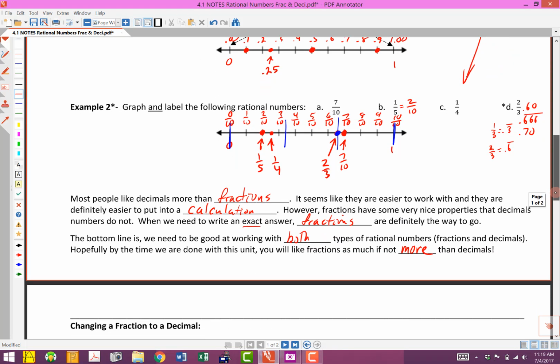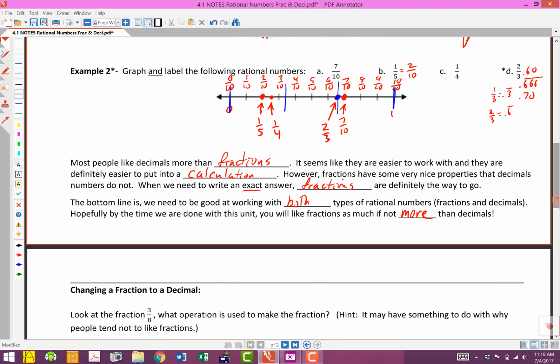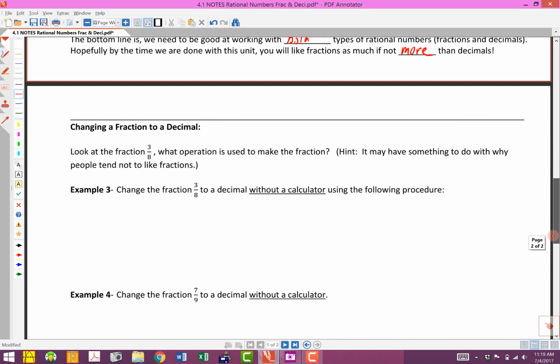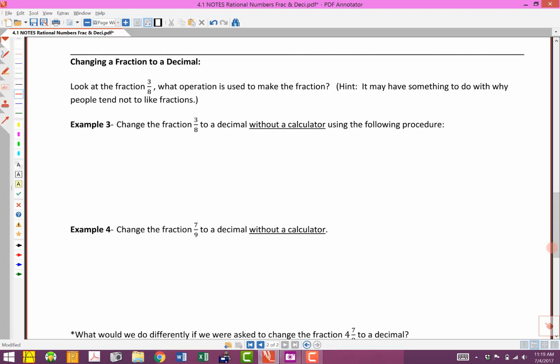So now that we're familiar with how these rational numbers work, that we can write them in fraction or decimal form, we need to be good at switching back and forth. So one of the things that we're going to work on today is changing a fraction to a decimal. So if we take a look at the fraction 3/8, my question for you is, what operation is used to make a fraction? So we've got this little fraction bar. What operation does that represent? And that may be why people tend not to like working with fractions, because that little fraction bar represents division. And if you think about the order of operations, add, subtract, multiply, and divide, of those four, dividing tends to be people's least favorite to do. So that may explain why people don't like fractions.